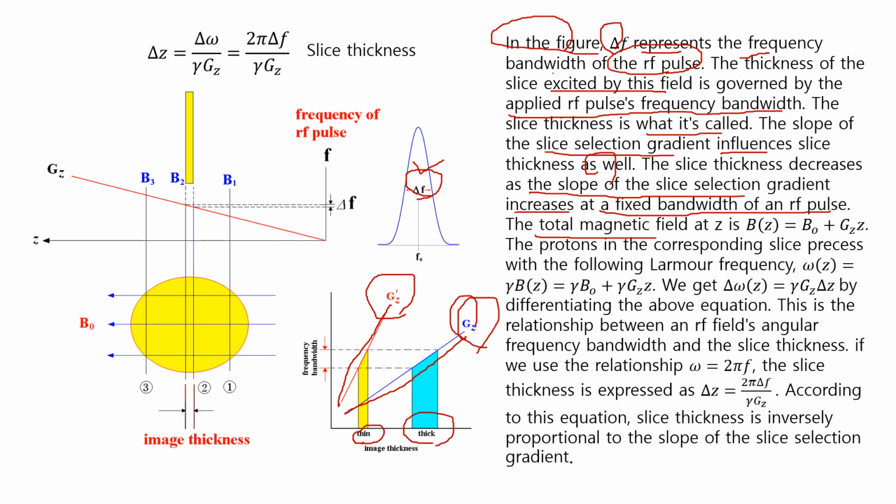The total magnetic field at position z is the static field plus the slope times the position z. The protons in the corresponding slice precess with the following Larmor frequency. The Larmor frequency is given by gamma B, so we just put the total magnetic field Bz here, and then we can get the Larmor frequency at that position.